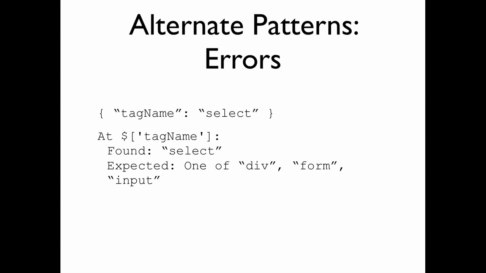Okay, so here's an error that you might get when you're using one of. Remember I said I wanted to keep the errors simple. So what's this dollar bracket tag name? Well, that's a JSON path notation. There's apparently two alternate JSON path notations, and that's the default one of the JSON path specification. So that's what I was using. Dollar means root of your JSON. So it found select, but it expected one of div, form, and input. So I tried to be as simple as possible with the error messages, no extraneous stuff, just when I got to this point, I expected one of these things, and I didn't find it.